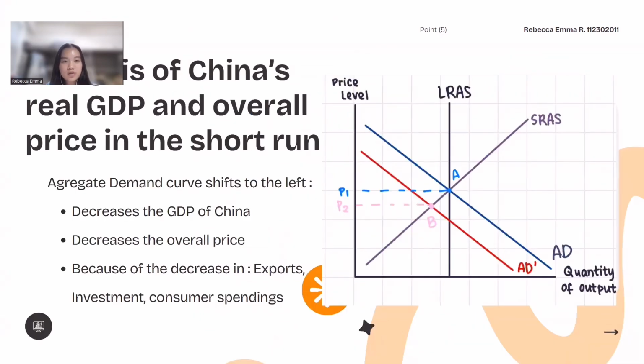Now I'm going to move on to the short run. So what will happen in the short run? As I've mentioned before, the trade war between China and the USA shifts the aggregate demand to the left. The shift causes the price level to decrease, shown as P1 to P2, and it also shows the decrease of GDP of China. So the equilibrium moved from point A to point B.